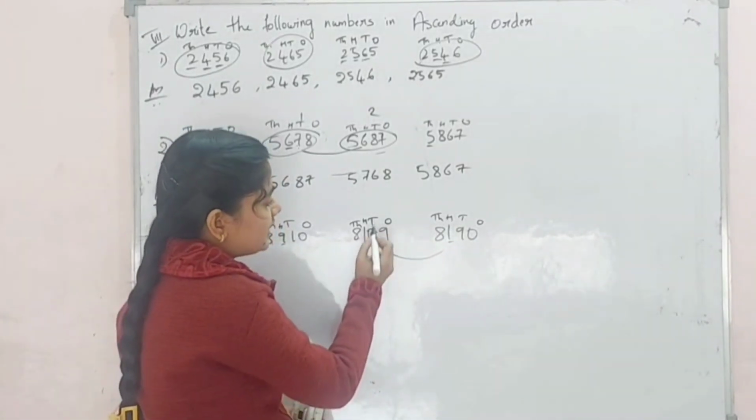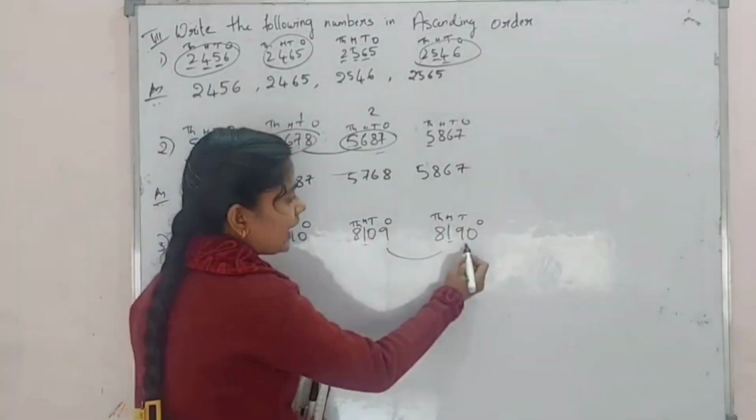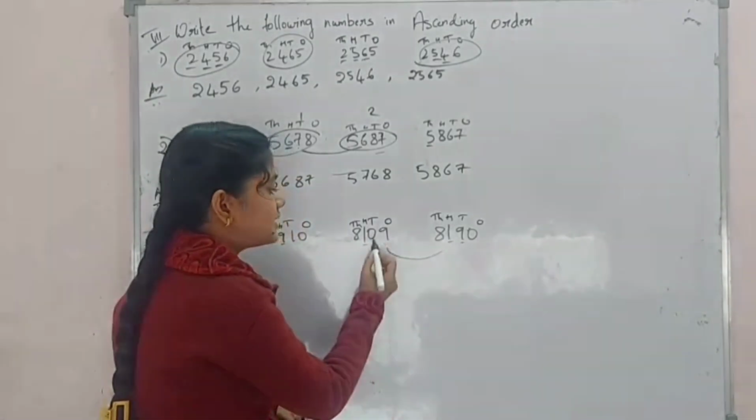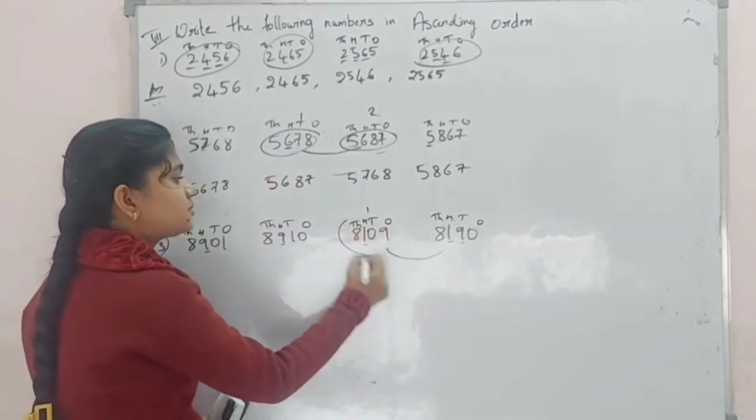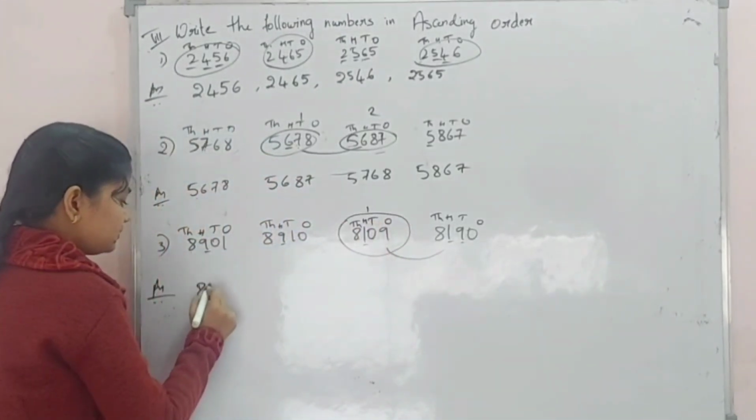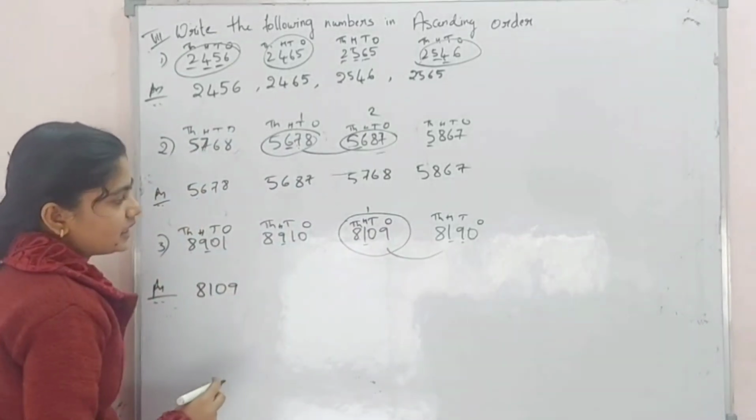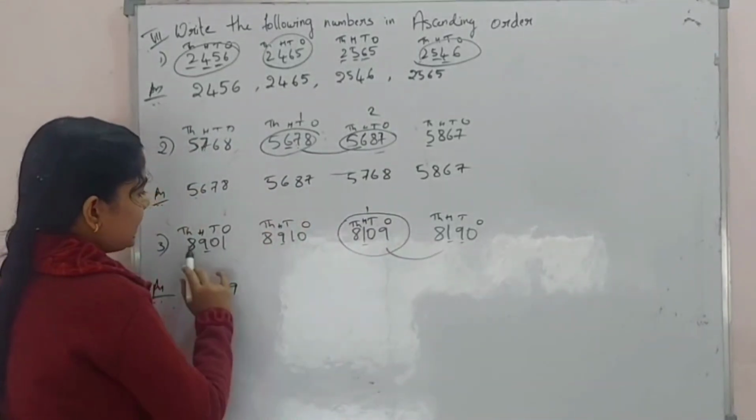So next I am going with the 10th place. Here I have 0 and here I have 9. Which is the smallest here? 0 is the smallest. So I am taking this one as my first smallest. And the second smallest, again go with the 1000, 8, 8, 8.